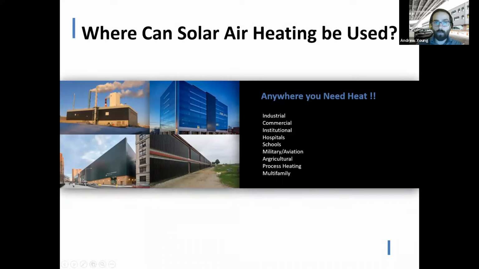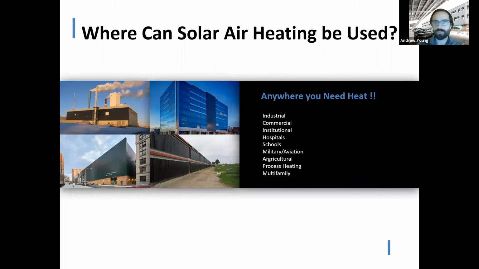So where can solar air heating be used? Really, it can be used anywhere that heat is needed for a building. We do a significant amount of ventilation air preheating. However, we also do quite a bit of process air heating as well. So in anywhere from industrial, commercial, institutional, hospital, schools, we do a ton of multifamily, agricultural.